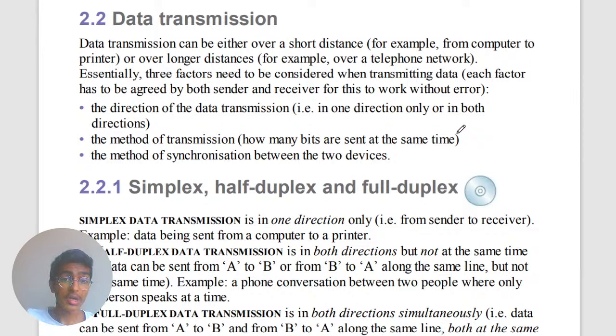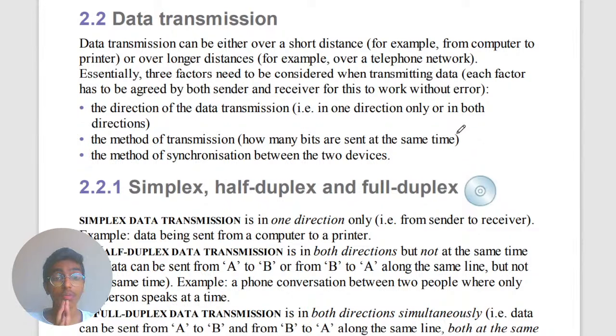Simplex data transmission is only in one direction, from the sender to the receiver, and an example would be from a computer to a printer. The second one is half duplex data transmission, which can be sent in both directions, but not at the same time. And you probably guessed, full duplex data transmission is both directions simultaneously.